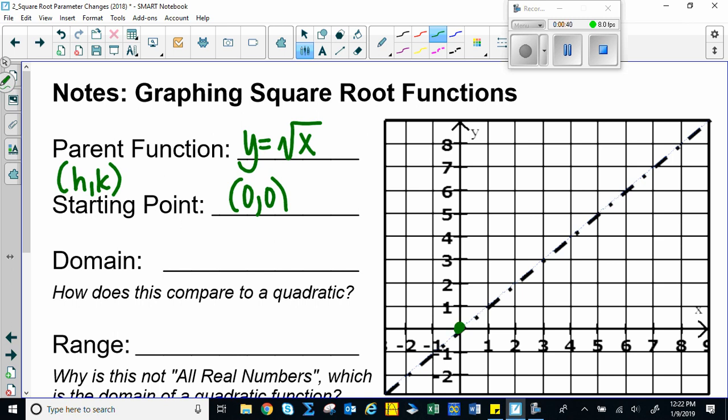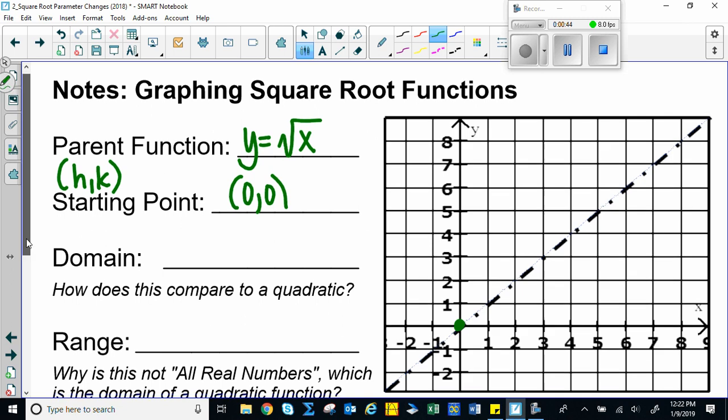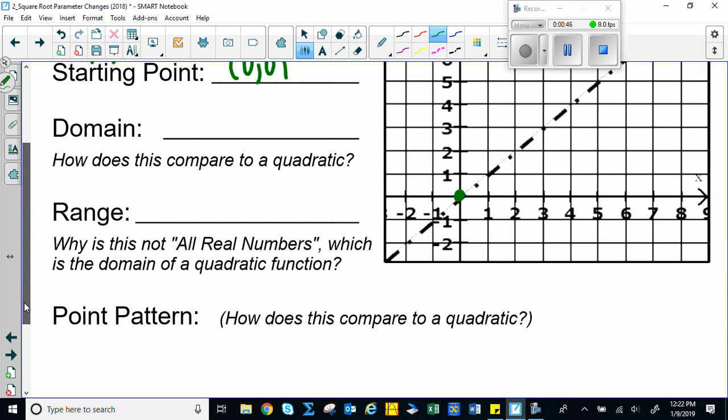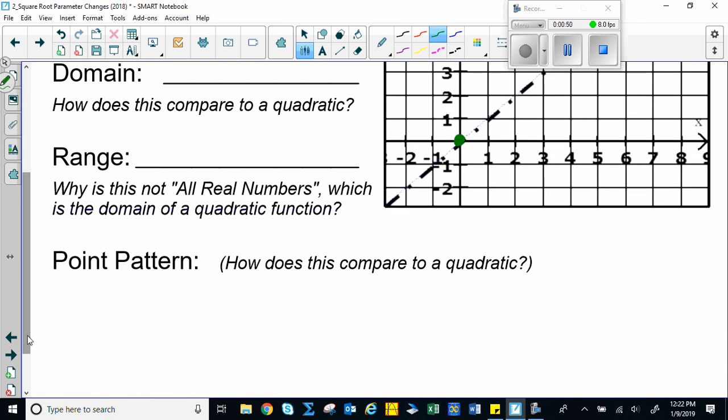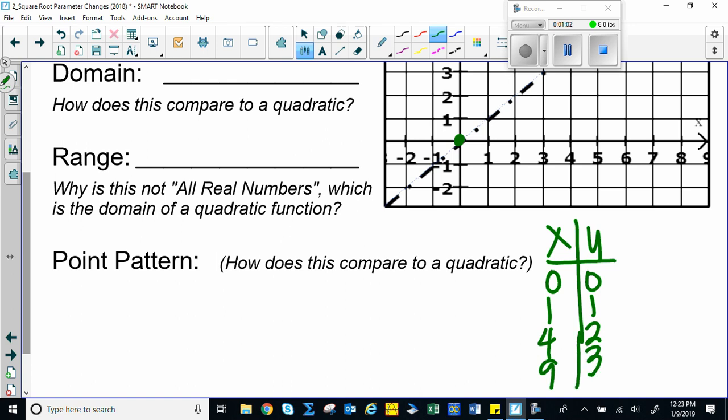0, 0. So then, is there a table here? Is there a table on your paper? No? Okay. So I'm going to go through, if I want to look at my foldable, or I can generate it. The square root of 0 is 0. The square root of 1 is 1. The square root of 4 is 2. The square root of 9 is 3. So this will give me a few points that I can plot for my parent function.